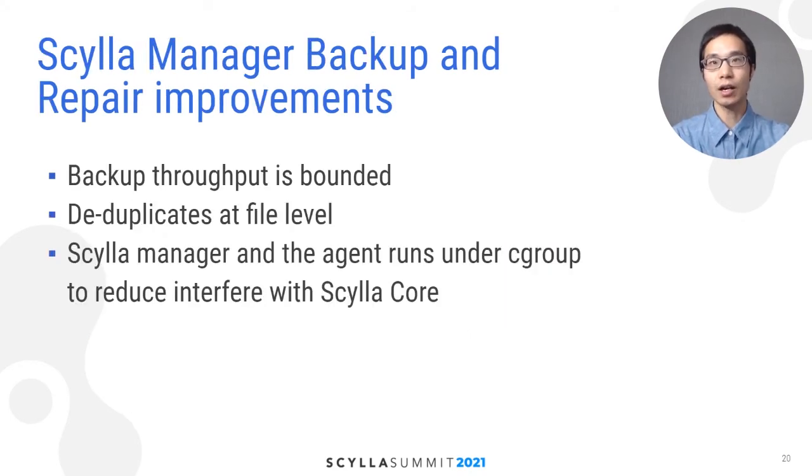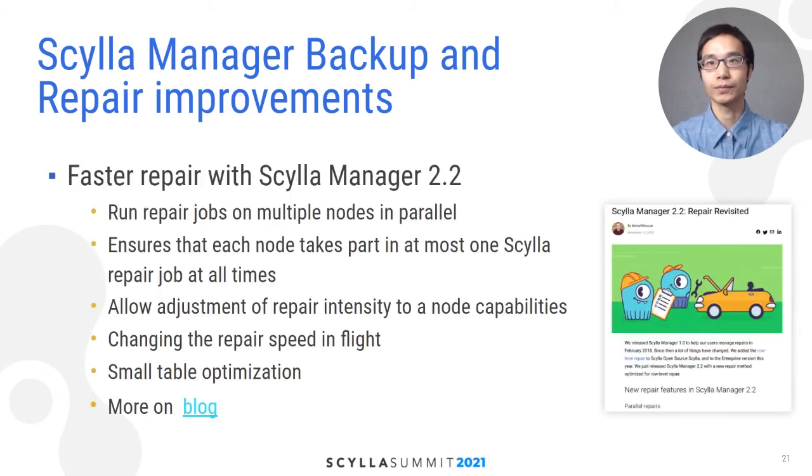In addition to Scylla core improvements, we also had cool improvements in Scylla Manager. Limited backup bandwidth to have less impact on your workload, deduplication at the file level to reduce backup size, and running Scylla Manager and the agent under cgroup to reduce impact on Scylla core. We also made Scylla Manager run repairs faster. It can run repair jobs on multiple nodes in parallel in a smart way. You can now adjust the repair intensity and the repair speed in flight.